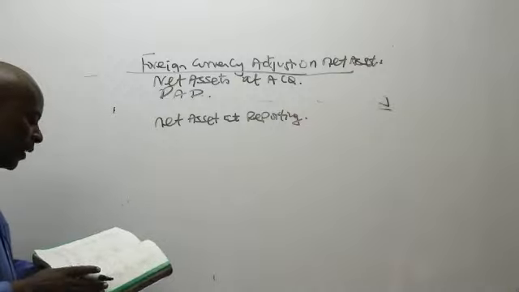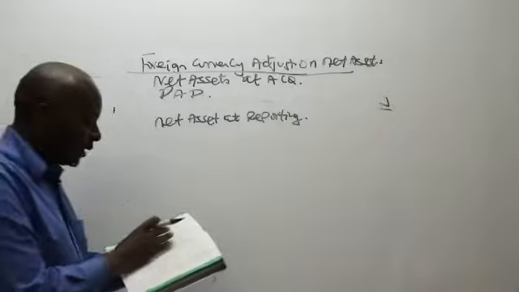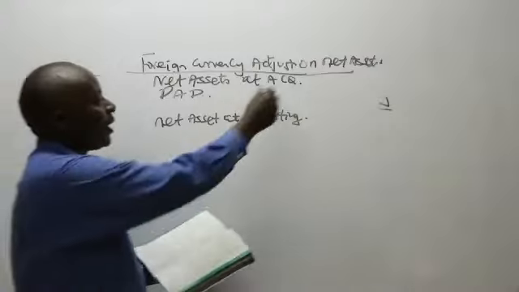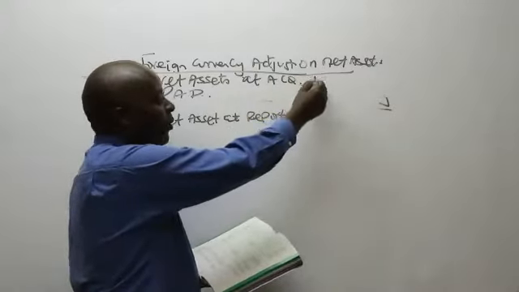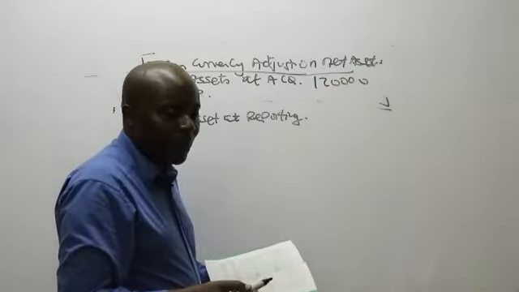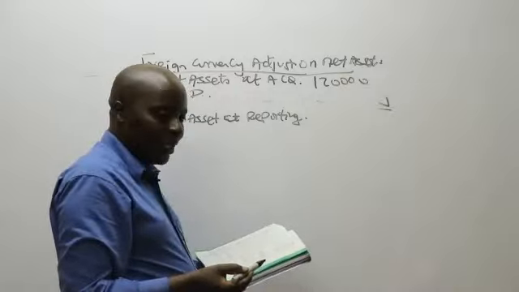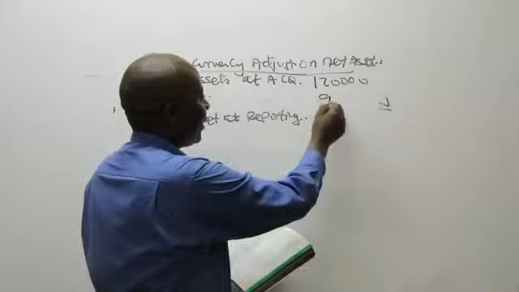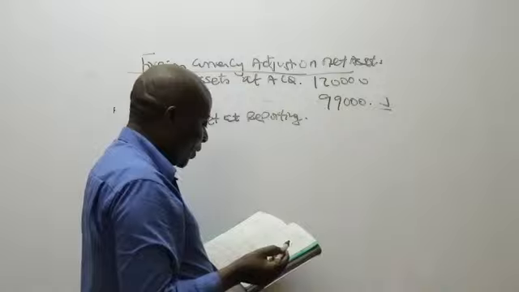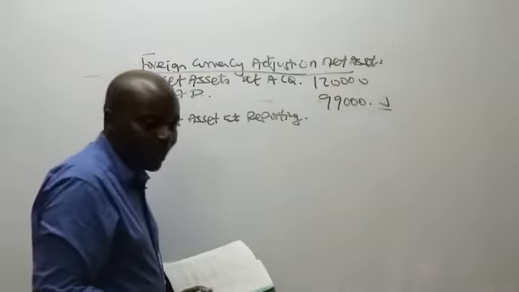So could you kindly remind me, what was the net asset at acquisition? Please give me the figure. How much were you getting here? It was 120,000. How about the POP? The POP was 99,000. Ladies and gentlemen, how about net assets at the year end? Net assets at the reporting date, how much were you getting? 219,000.